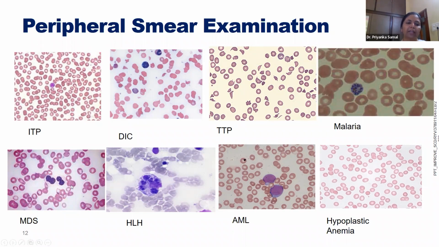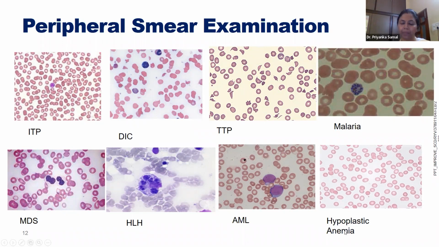Then MDS, where you will find some amount of dysplastic features in the myeloid series. In HLH, that is hemophagocytic lymphohistiocytosis, in some patients you will find active hemophagocytosis even in the peripheral blood, or macrophage activity will be very much elevated in the marrow. In AML, acute myeloid leukemia, or acute lymphoid leukemia, or lymphomas involving the bone marrow, you can find atypical cells in the peripheral blood, and in the background there are hardly any platelets.